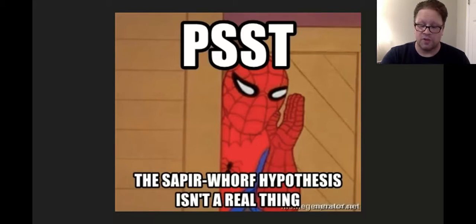Now, differences in how speakers of different languages perceive certain concepts may be more a reflection of the culture of the individual than the rules of any particular language. So different cultures are going to value different things, so based on that, they might have different words for those things.